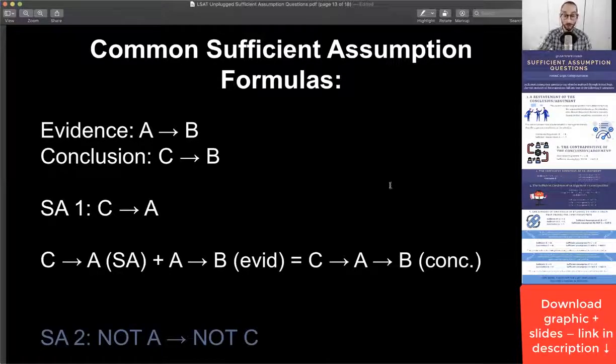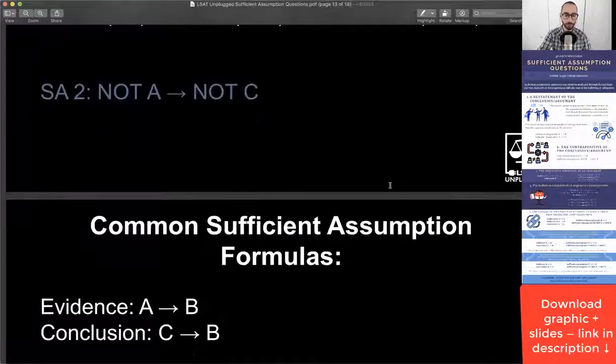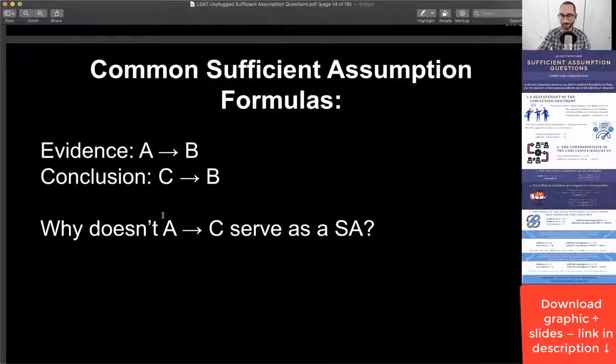This is a very common question. I get this one all the time, and I actually put together another slide for that exact reason. So why doesn't A requires C serve as a sufficient assumption? Because people always look for that. And you might think, well, again, people like to think we're going down. That just seems like a more natural direction, like going down from A to C in this case here.